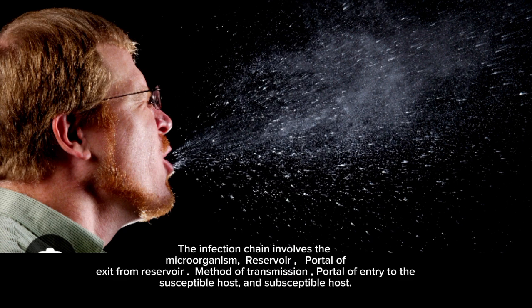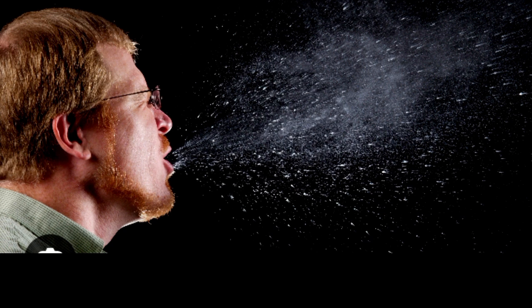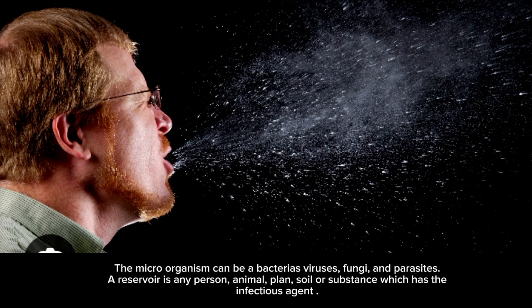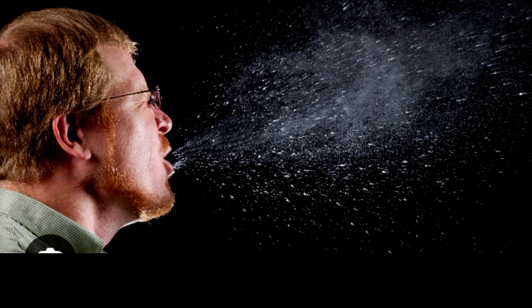The infection chain involves the microorganism, reservoir, portal of exit from the reservoir, method of transmission, portal of entry to the susceptible host, and the susceptible host. The microorganism can be bacteria, viruses, fungi, and parasites. A reservoir is any person, animal, plant, soil, or substance which has the infectious agent.